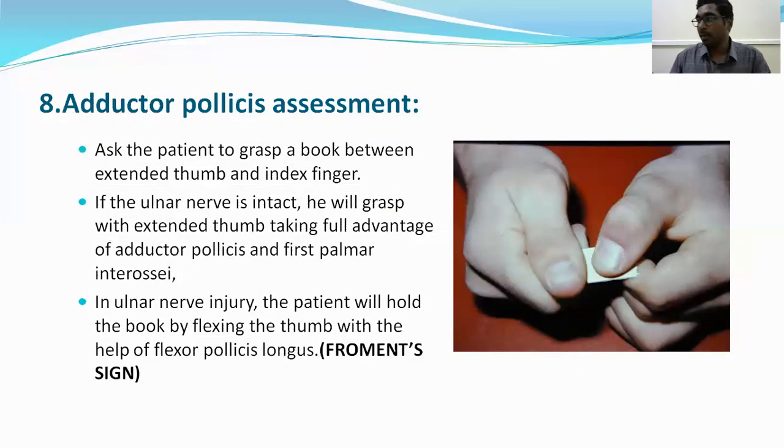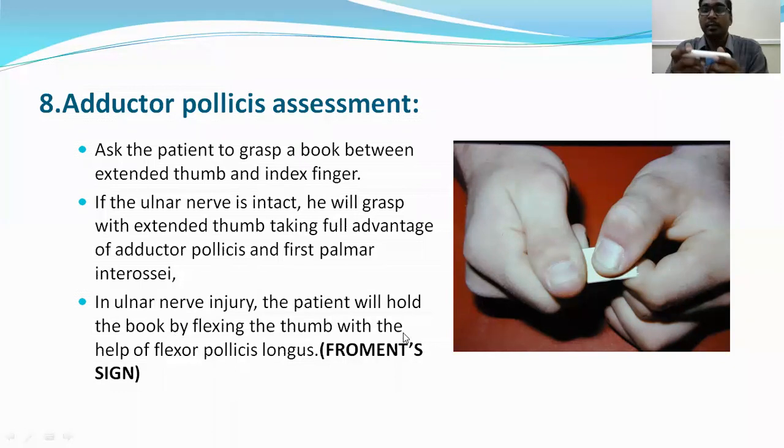And the adductor pollicis test. For example, this is a book. You have to ask the patient to hold like this. Ask the patient to grasp a book between the extended thumb and index finger. If ulnar nerve injury is present, he will not grasp with the extended thumb, taking full advantage of the adductor pollicis and first palmar interossei. In ulnar nerve injury, the patient will hold the book by flexing the thumb with the help of flexor pollicis longus.